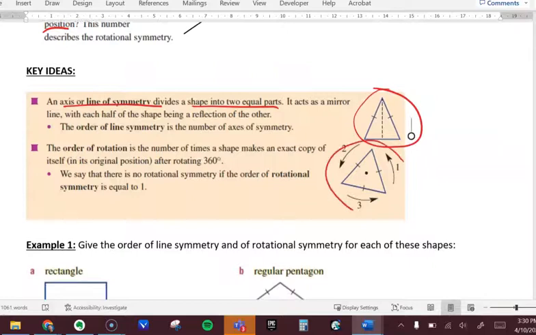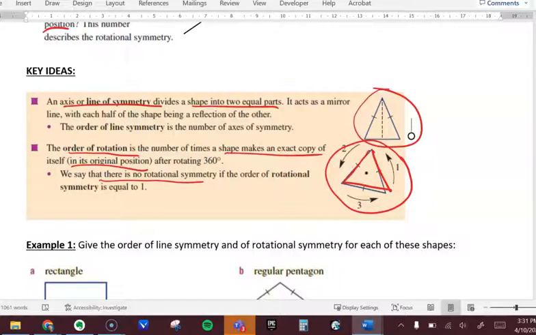Now this one is an equilateral triangle here, and if we look at the order of rotation, it's the number of times the shape makes an exact copy of itself in its original position when you rotate it 360 degrees. So if I rotate it a third of 360, and what is a third of 360? 120. And then another 120, it will always come back to this. So there are 3 opportunities, so the order of rotation is 3. If there's no rotational symmetry, the order of rotational symmetry is equal to 1.